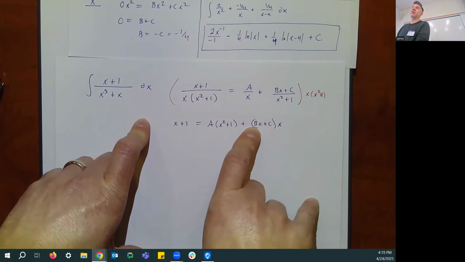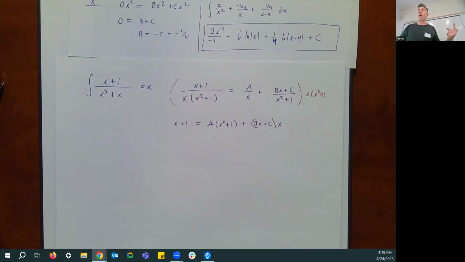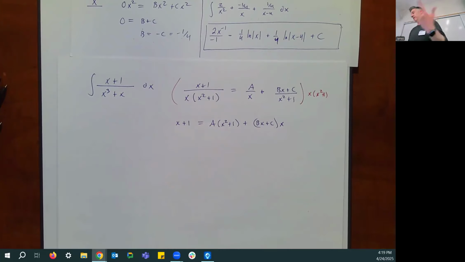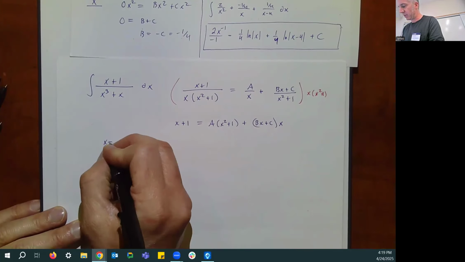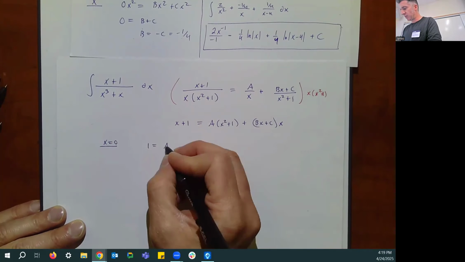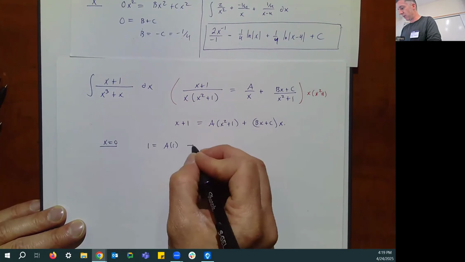Even though I'm equating coefficients when I do this, right? That's literally the words I'm saying. I'd still probably do it the other way. I'm a big fan of picking the nice values of x. In this one, there's only one nice value of x. Pick x equal to 0. You get 1 on the left. You get a times 1 on the right, plus 0 times that. So a equals 1.